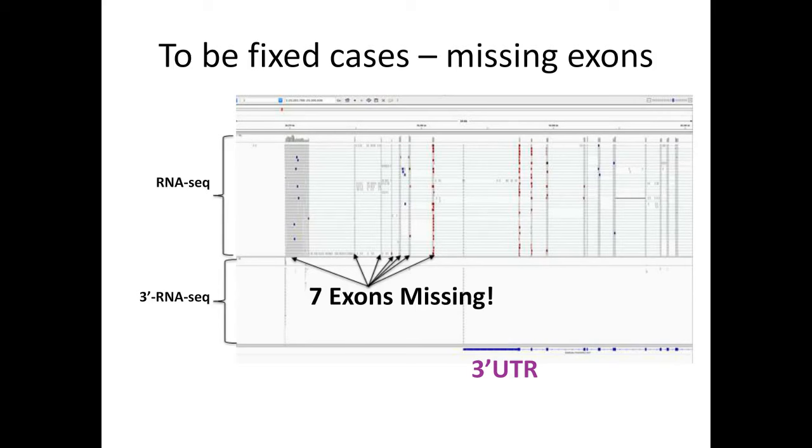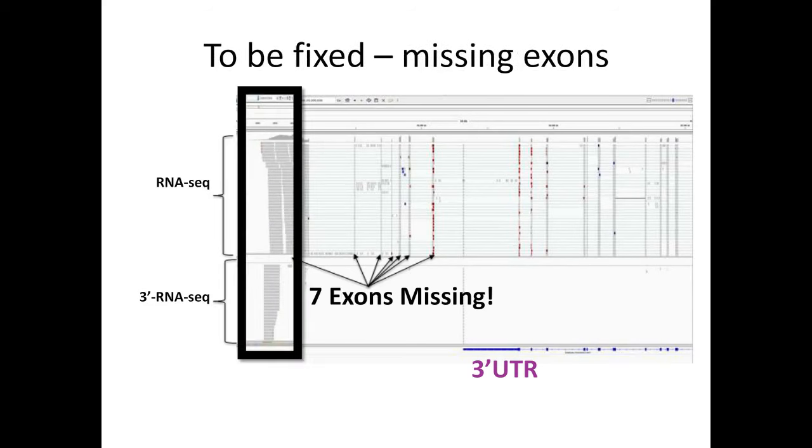We have here the gene model ending here, but there are 7 exons missing from the gene model. This is indicated both by RNA-seq and 3' RNA-seq. And if you zoom in, we're going to see that our 3' RNA-seq data maps to here. So this gene basically needs to be extended farther, but we haven't extended this gene.